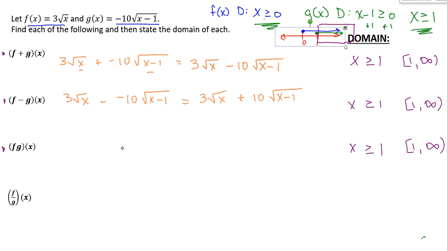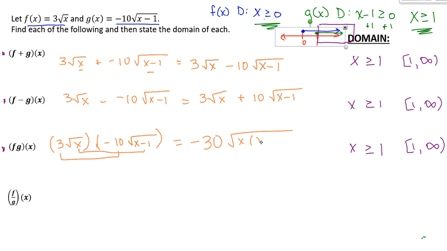Okay, f times g, 3 square root of x times negative 10 square root of x minus 1. Multiplying radicals, you multiply the numbers out in front, negative 30, and then you multiply the stuff inside jail. So x times x minus 1. And I would just leave it like that.